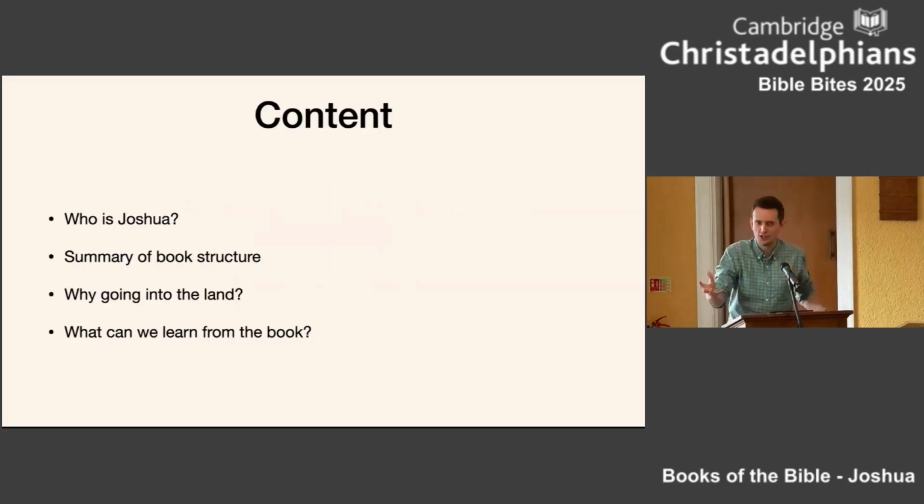Kevin used some interesting language in his introduction about me leading us through the book of Joshua. Well, that's kind of what Joshua's doing, isn't it? He is there leading the children of Israel into the land that they should inherit. So we'll think a little bit about who is Joshua, a summary of the structure of the book so named, and then this question, well, why are they going into the land, which should pick up on what we've seen in earlier books of the Bible. Finally, some thoughts about what we can learn from the book, which is obviously not a complete summary.